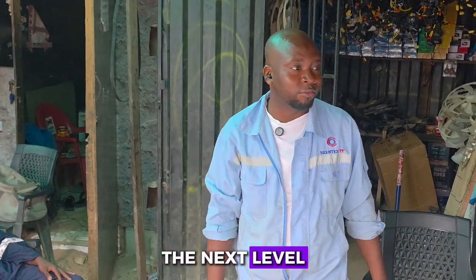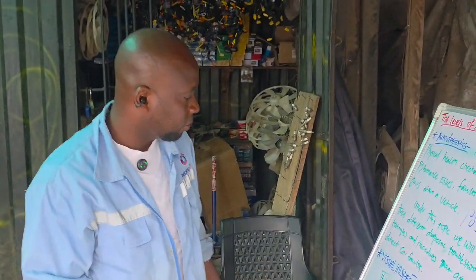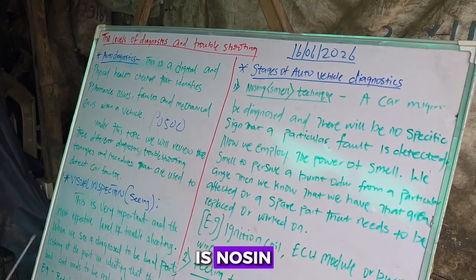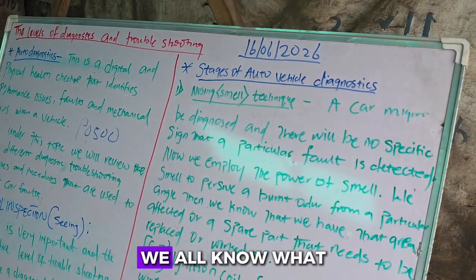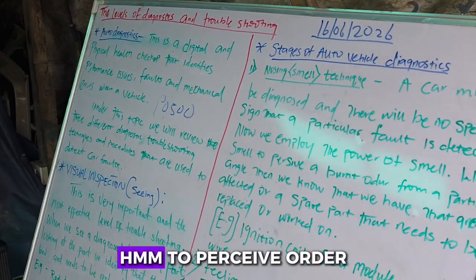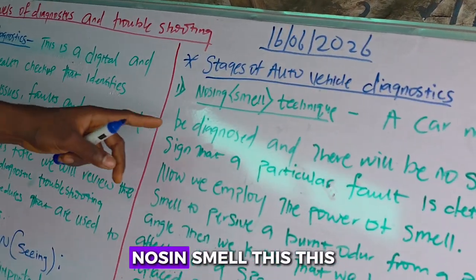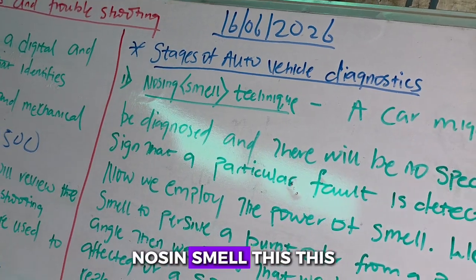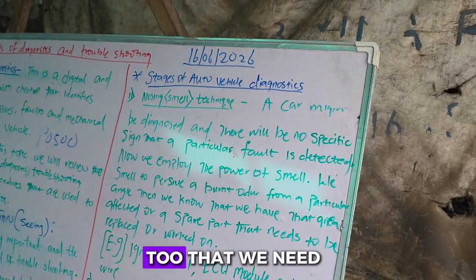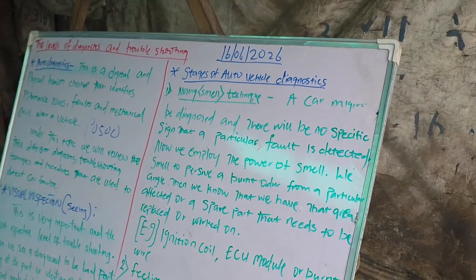So let's go to the next level. Under visual inspection, number one is nosing. We all know what the nose is. We use our nose to smell, to perceive odor. Nosing, smell. This is a very important area too that we need to look into.